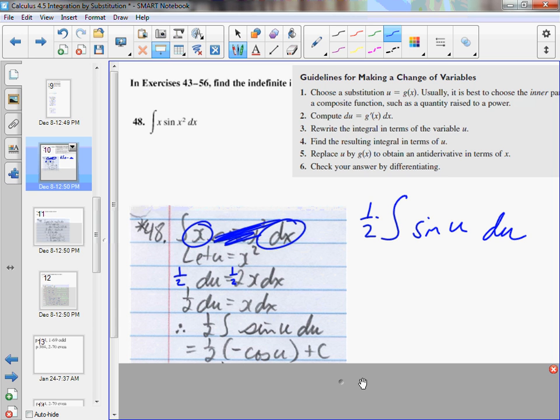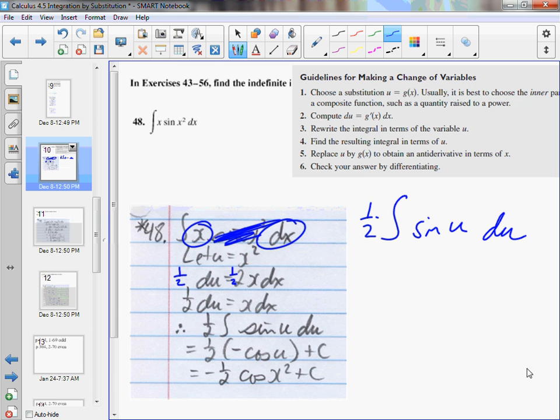So I've got a couple things I want to do next, right? I want to multiply the 1/2 times the negative. It's a negative 1, really. Get a negative 1/2 cosine of, and then I also want to replace u and put my answer back in terms of x. So replace u with x squared, because that's what it equals. So negative 1/2 cosine x squared plus c.